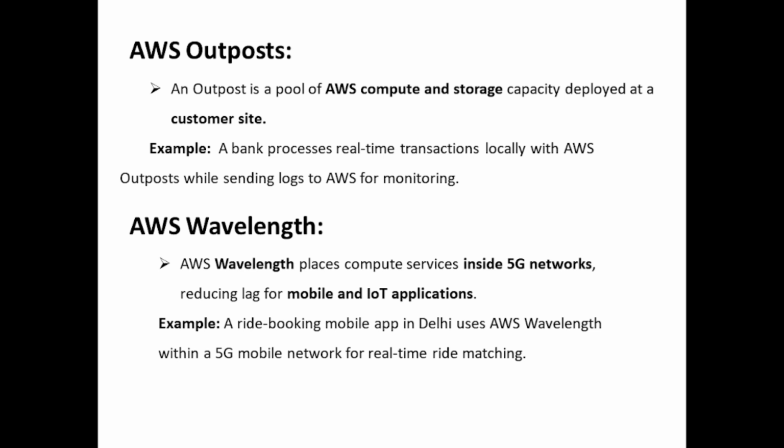Now let's talk about AWS Wavelength. Imagine you are booking a ride through a mobile app in Delhi. You don't want delays. You need the nearest driver matched instantly. Usually, requests travel all the way to an AWS region, which can cause lag. But with AWS Wavelength, the app processes the request inside a 5G network itself, closer to the users. That means faster ride matching, low latency, and an overall smoother experience for both riders and drivers.